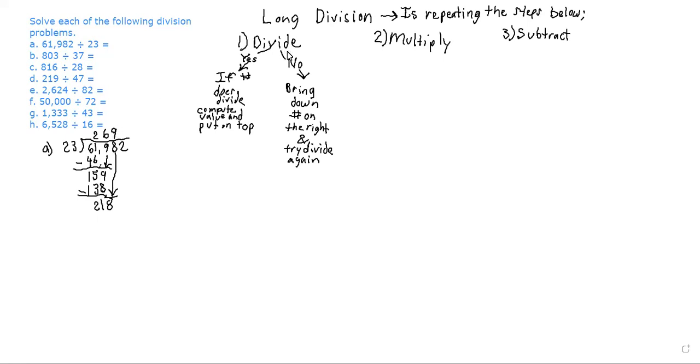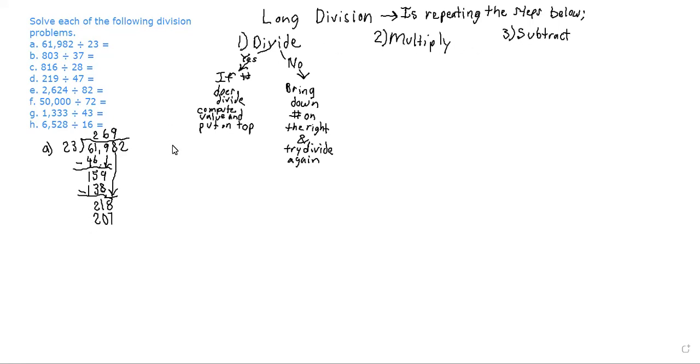So we divided. Now we're going to do the multiplication again. We're multiplying that 9 we just put there by the 23. So 9 times 23 is going to give us 207. And we're going to write that right under that 218. 207. Right? That's the multiplication we did.